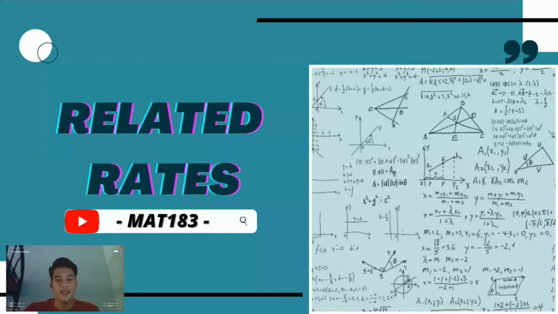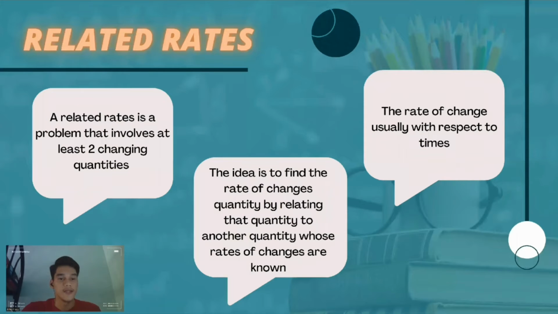So let's move to related rates. What is related rates? Related rates is a problem that involves at least two changing quantities. The idea is to find the rate of change of a quantity by relating that quantity to another quantity whose rate of change is known. The rate of change is usually with respect to time.